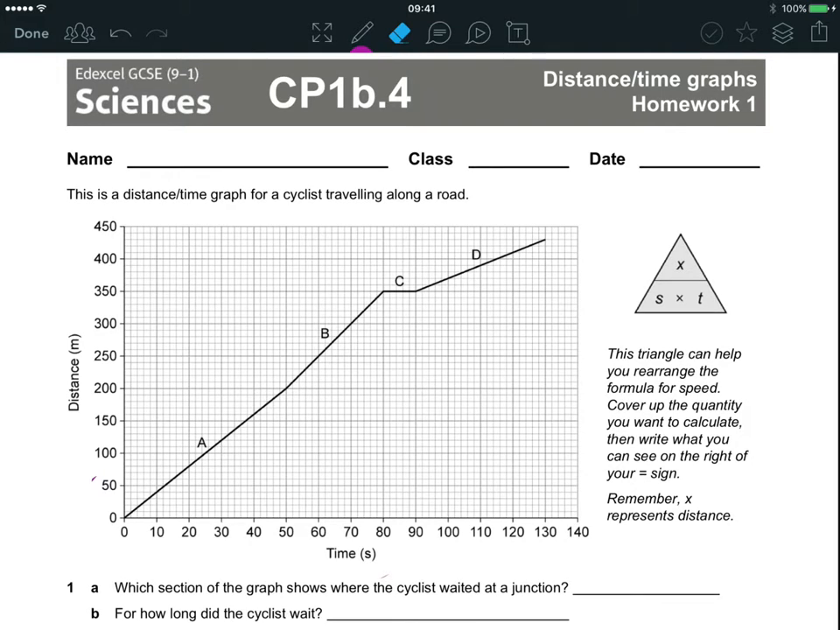Okay, distance time graphs, homework 1. This is the easier of the two homeworks, so a good one to get started with. Okay, so we've got a distance time graph in front of us.